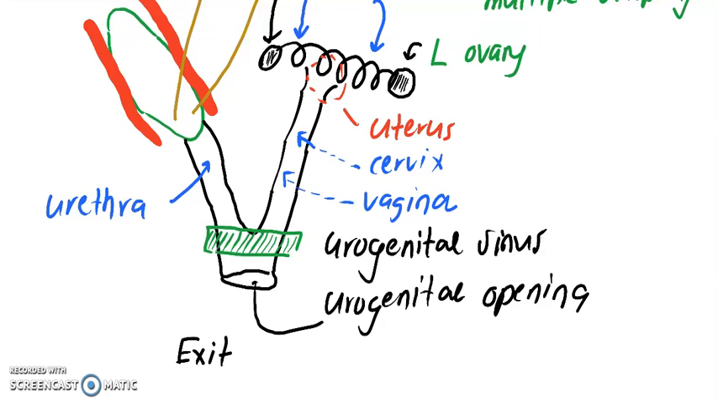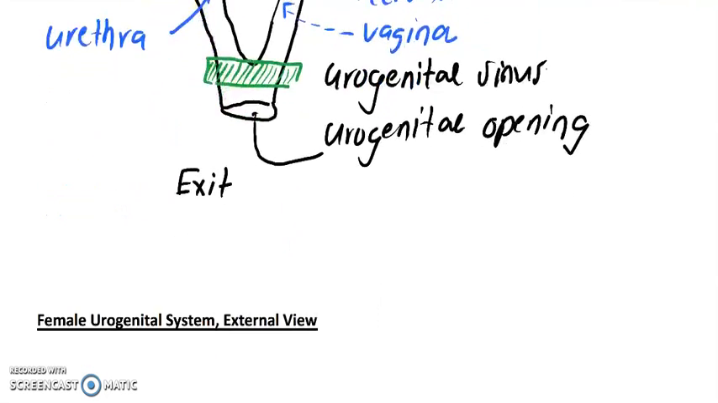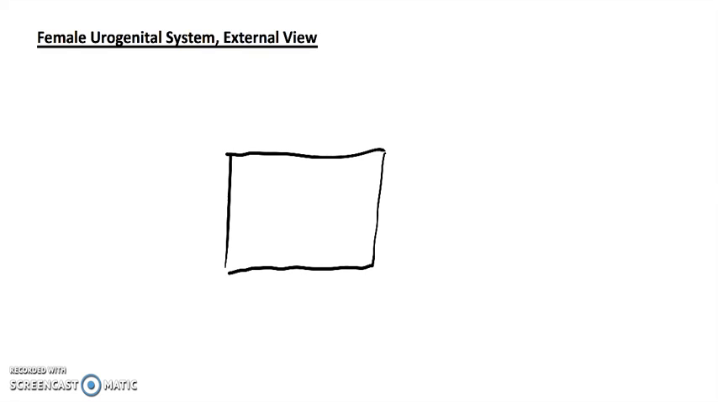Urogenital opening. Okay, now for an external view of all that. First I'm going to draw a very crude diagram of a pig. It has its tail, has its legs like so, and it has its head.